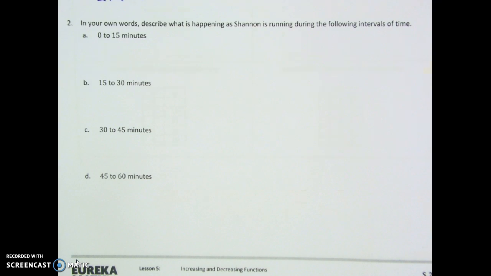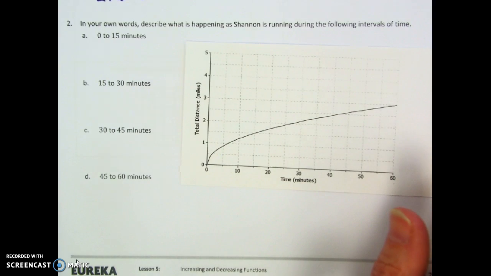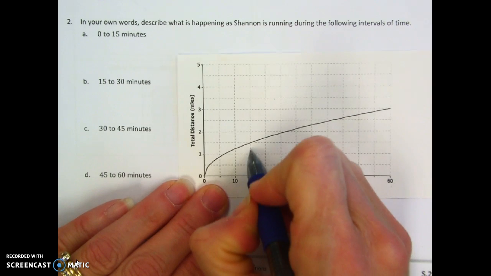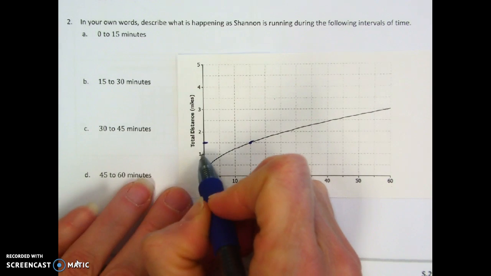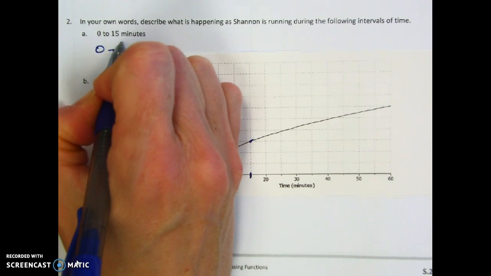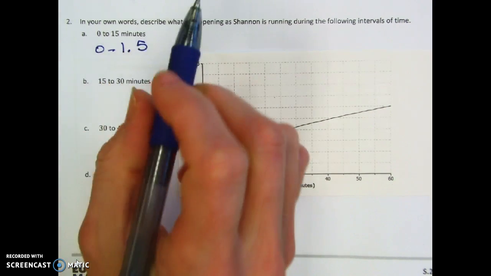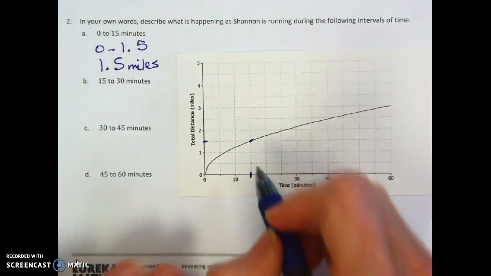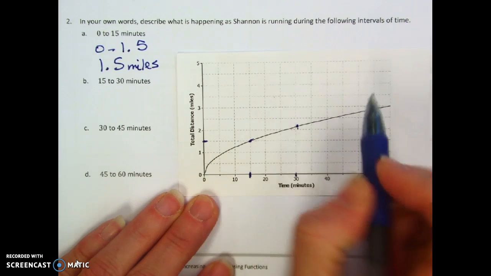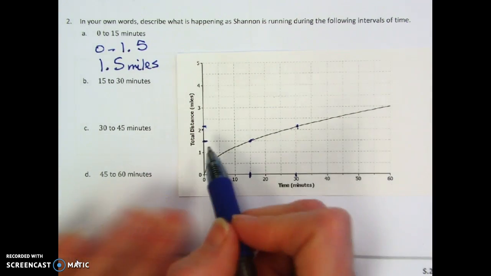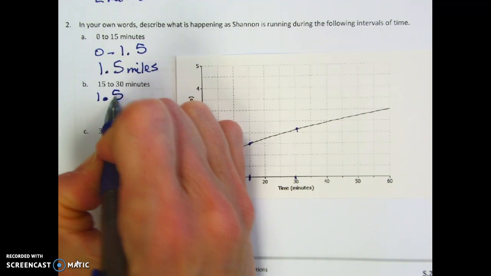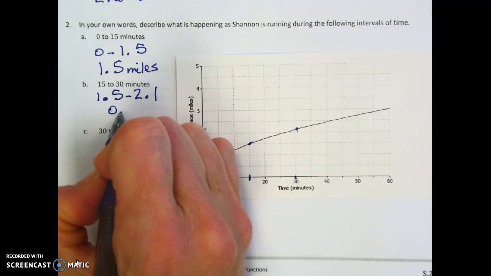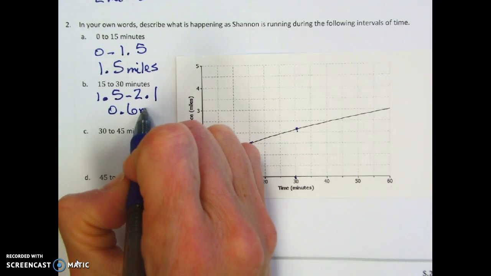Question 2 is asking us the same thing, only we are using the other graph. From 0 to 15, 15 is right here. We were going to about there, which is in between, so 1.5. So from 0 to 1.5, which is 1.5 miles. Then we go from 15 to 30. 30 appears to be about there. So we went from 1.5 to about 2.1. So 1.5 to 2.1 will be about 0.6 miles.